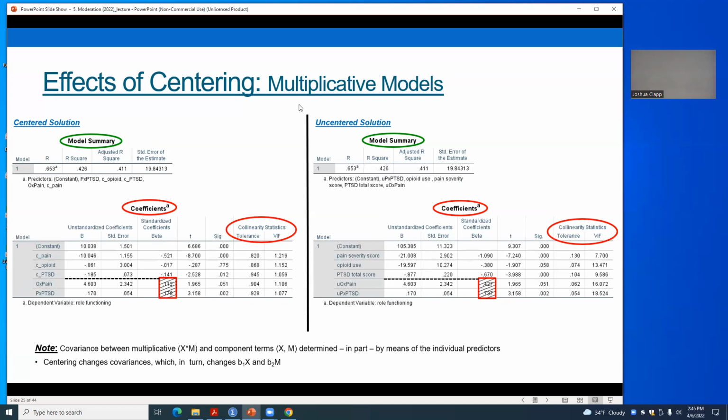Now, remember that we had talked about historically, one of the arguments for centering is that it reduces collinearity. Our interaction terms are a product of two of our first order terms, and so we get strong correlations there. If we go through and we take a look at your collinearity statistics, which one of these sets of collinearity statistics would you rather have, the centered solution or the uncentered solution? Yeah, why is that, Matt?